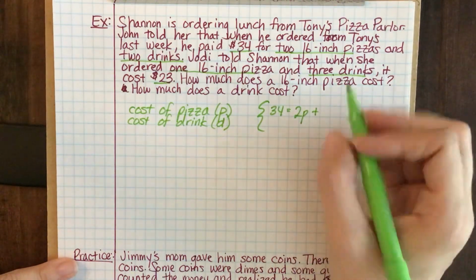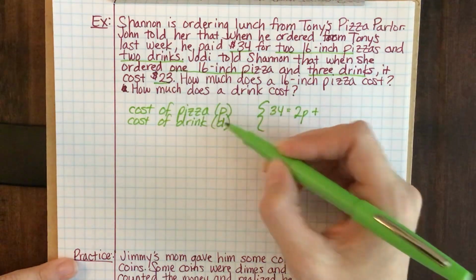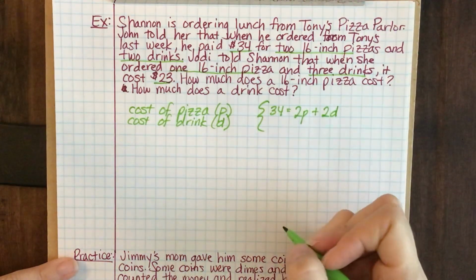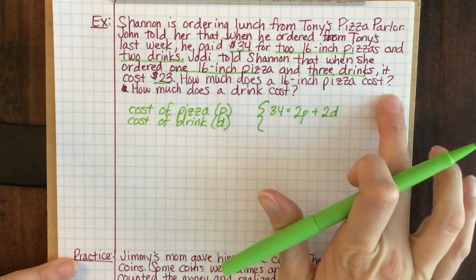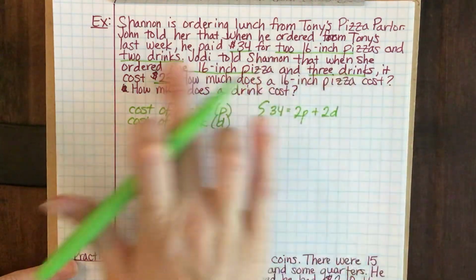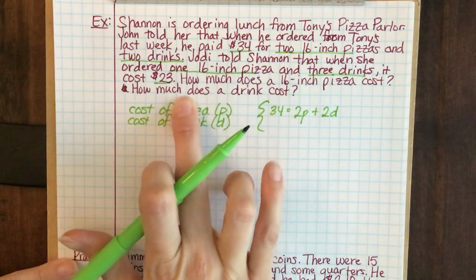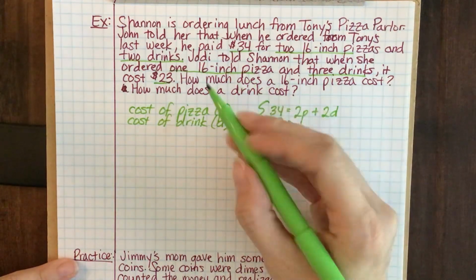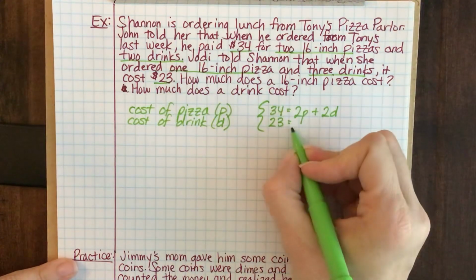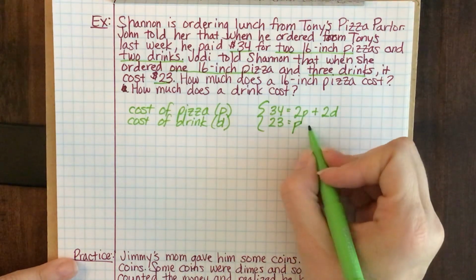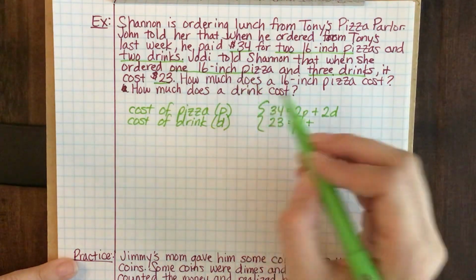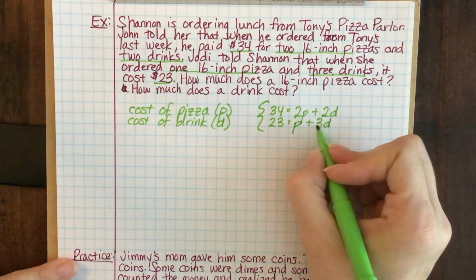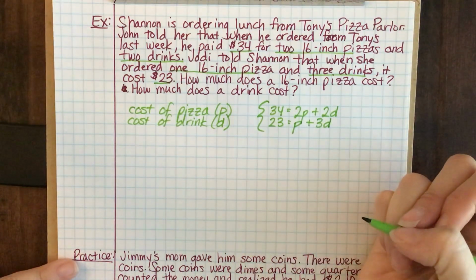He also ordered 2 drinks. And again, we don't know the cost of the drinks, so we're going to go 2 times D. That's one equation, and now we're going to look at Jody's information. She paid $23. She only bought one pizza, so we're just going to put 1P there. And she bought 3 drinks, so we're going to do 3 times the amount of a drink, which is D.